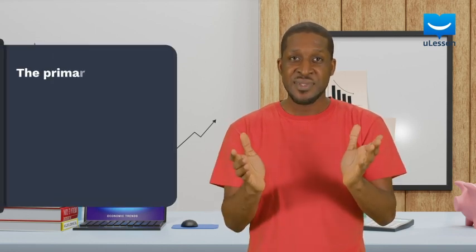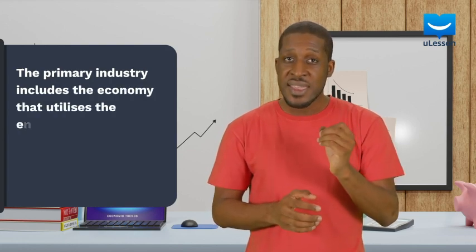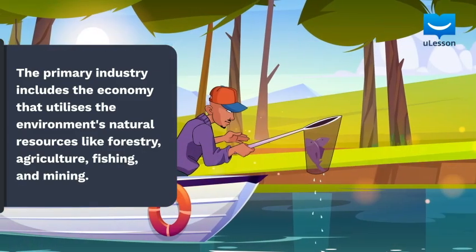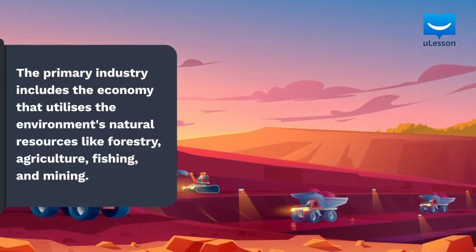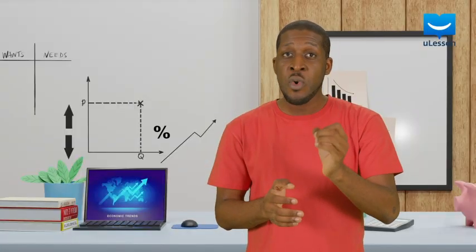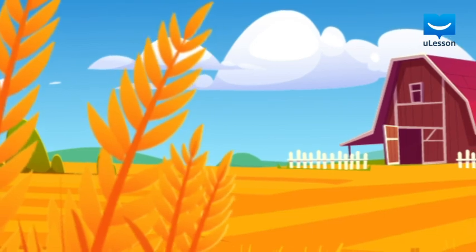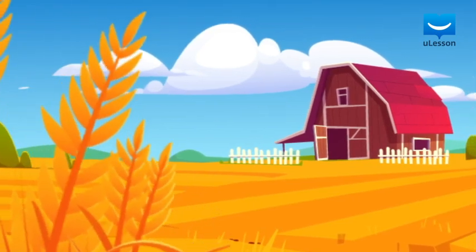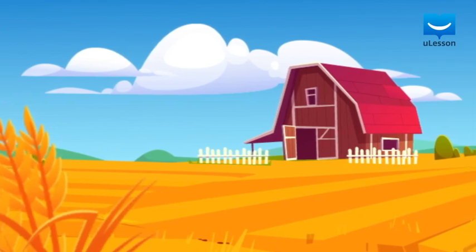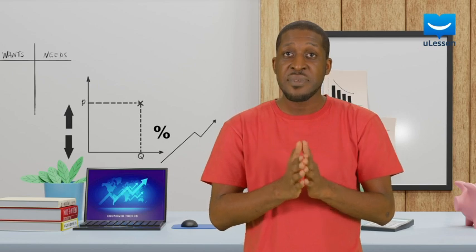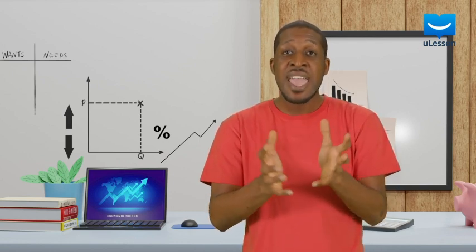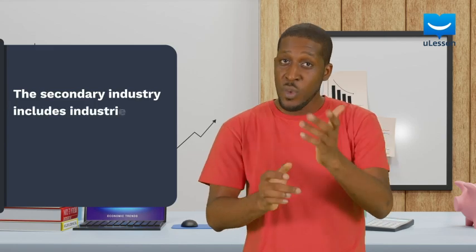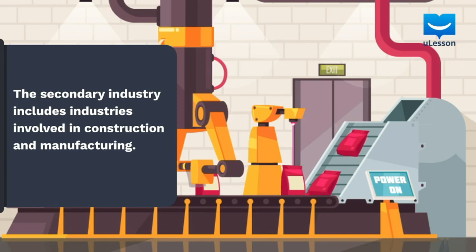First of all, the primary industry. It includes the economy that utilizes the environment's natural resources like forestry, agriculture, fishing, and mining. Generally, this sector is considered the most crucial in developing countries and is relatively more minor in developed nations. For example, in African countries like Nigeria, grain farming is much more critical. That is, it is more of a mainstay than in a more advanced country like Japan. Technological advancements in developed countries have made it possible to engage less labor and get most of the work done by mechanical means.